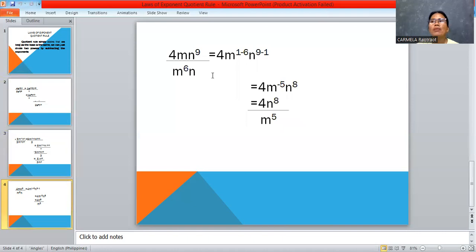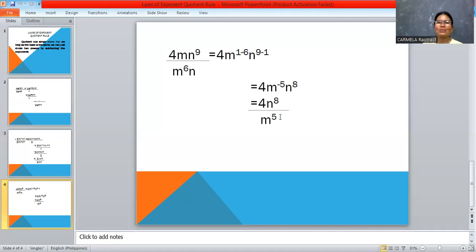4mn raised to the power of 9 over m raised to the power of 6n. This is equal to 4m raised to the power of 1 minus 6, and n raised to the power of 9 minus 1. So 1 minus 6, that is negative 5. 9 minus 1, that is 8. Therefore, your answer is 4n raised to the power of 8 over m raised to the power of 5.